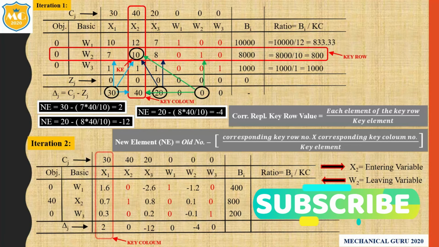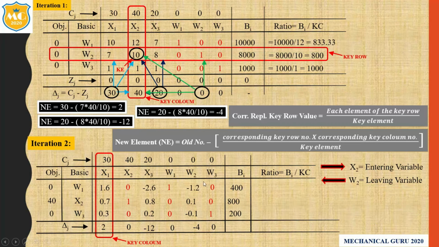Now we have to find out the ratio, same as b_i by key column. First 400 divided by 1.6, that is 250. Second, 800 divided by 0.7, so here we get 1142.28. And the last, 200 divided by 0.6, it is 666. In the ratio we have to choose the minimum positive number, so this is the minimum positive number. So this is the key row.